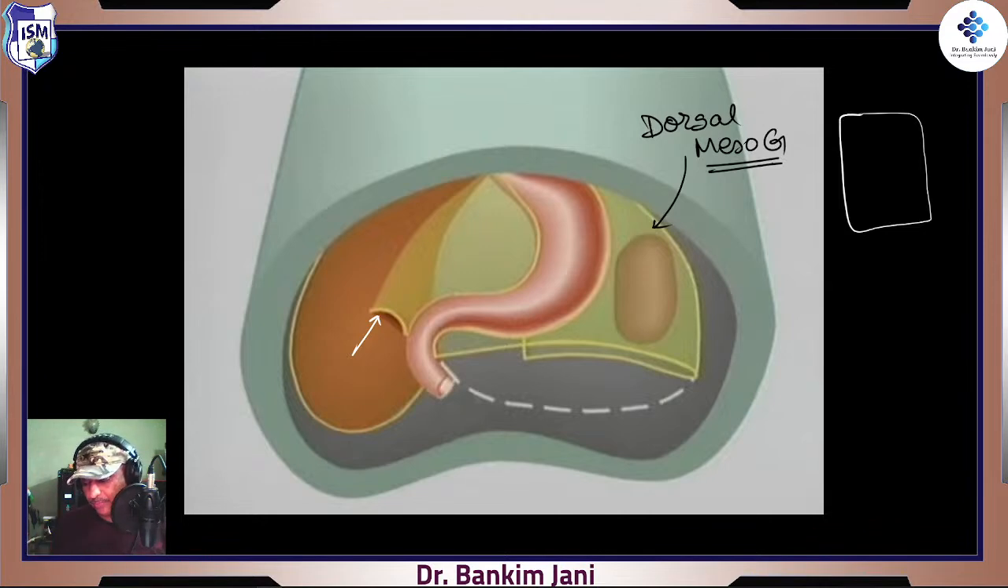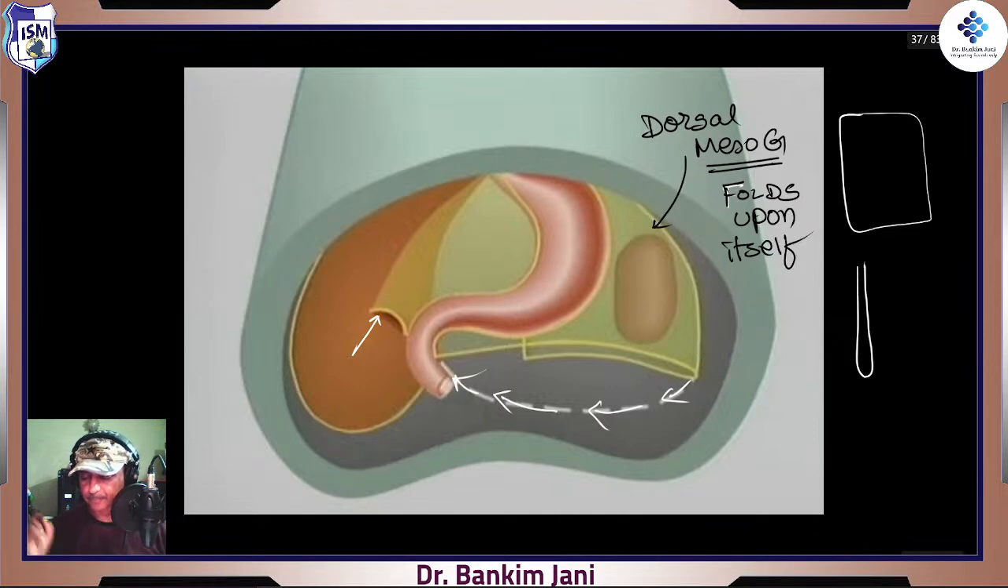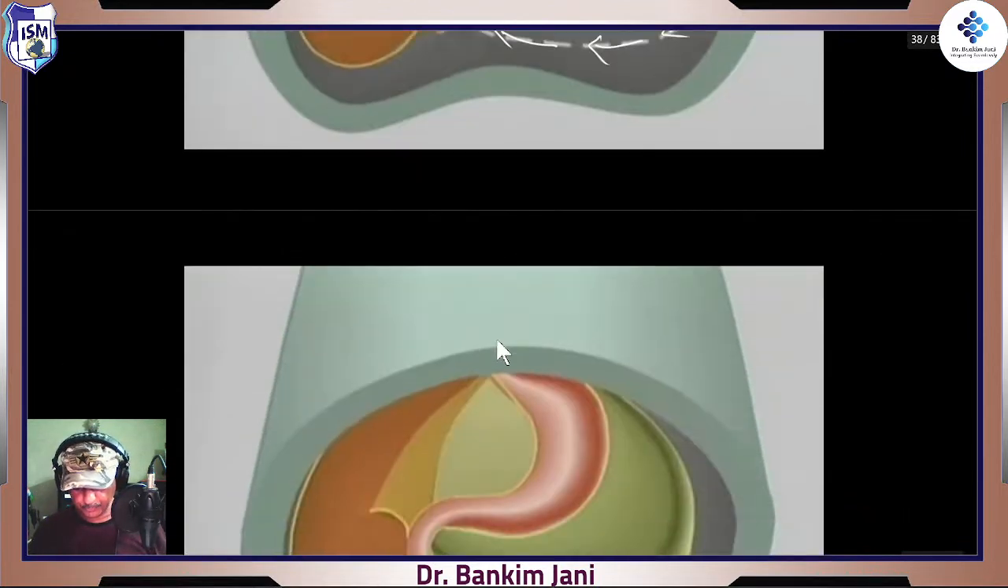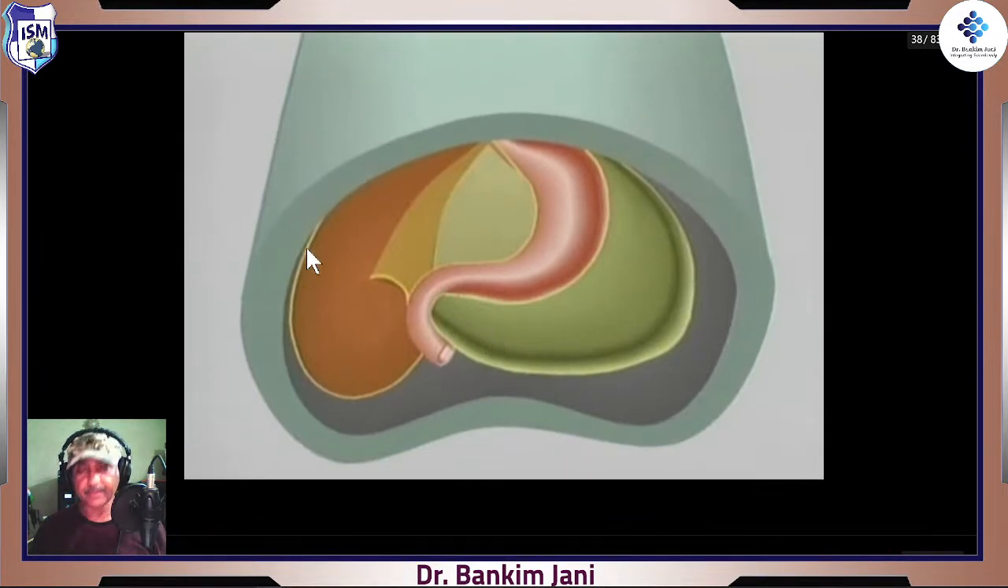It means if you watch from the side, this is how it will look. It will fold upon itself. So over here, this is how it will fold upon itself, and then it will continue to grow. So the words over here are folds upon itself. See how it folds.